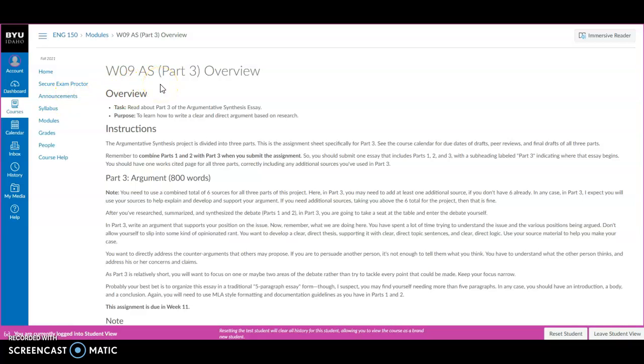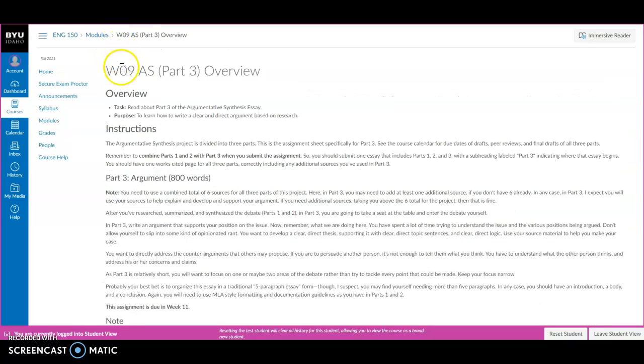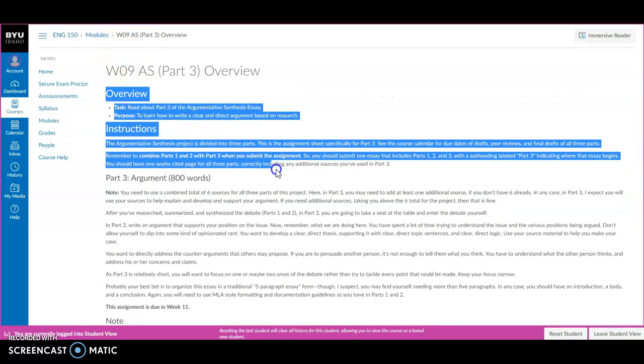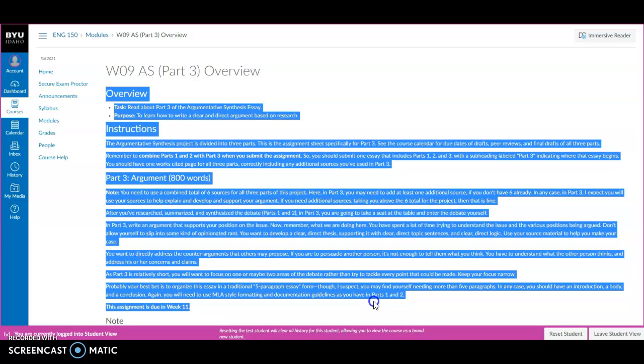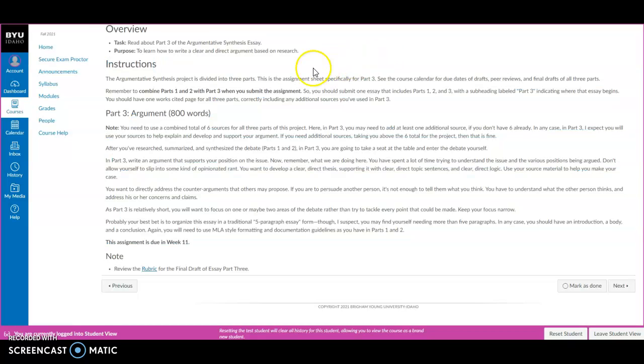So this week you are also looking at part 3. This is the last part of the overall research argumentative synthesis essay, and again, make sure you're reading the instructions all the way from the top down to the bottom. And then it has the rubric here that you can look at as well.